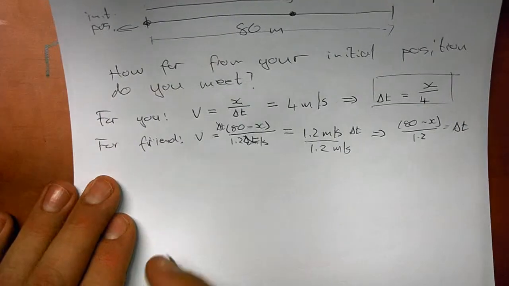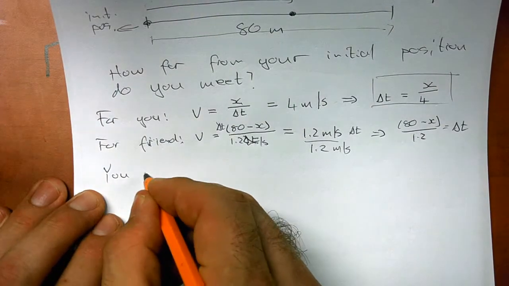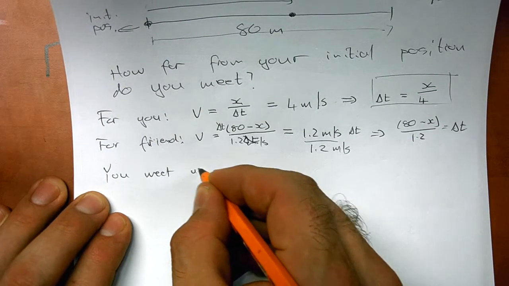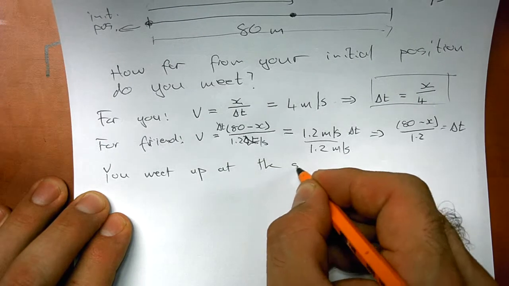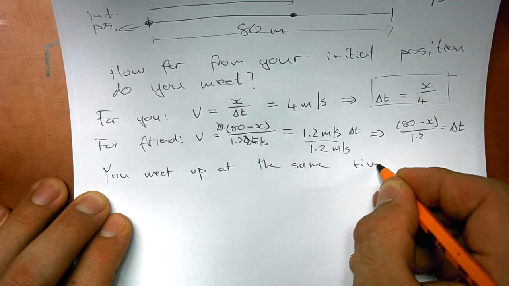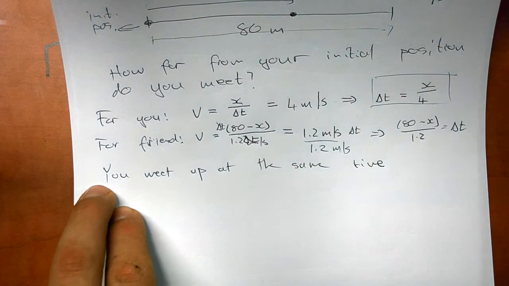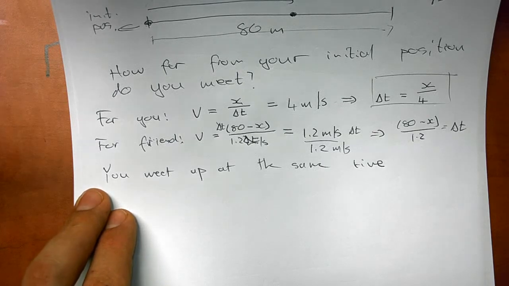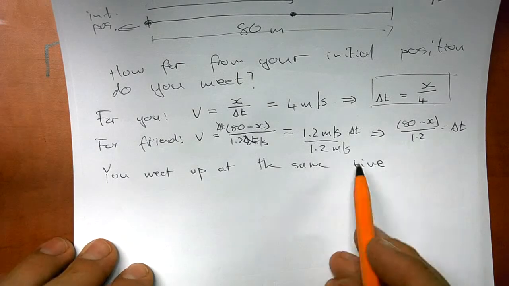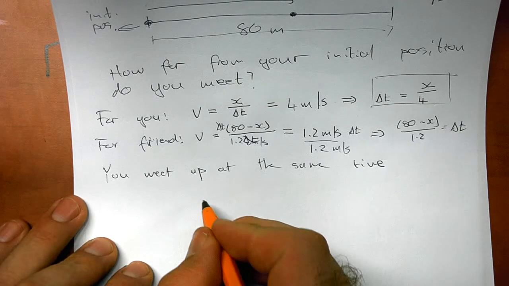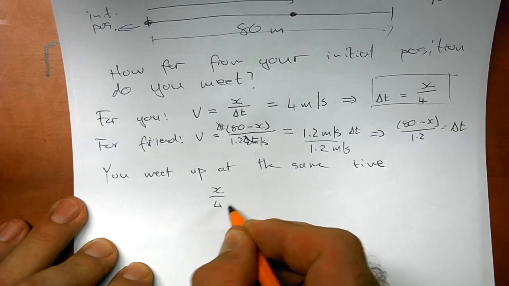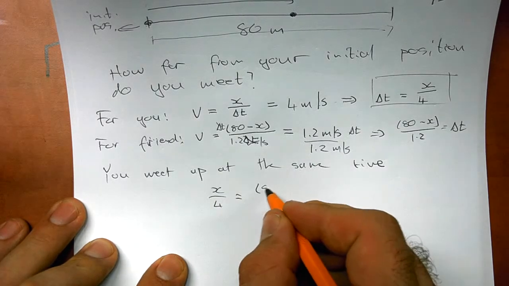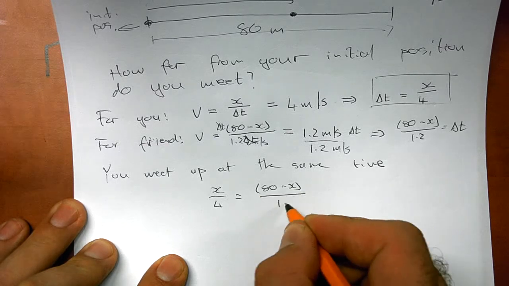But remember, you meet up at the same instant. I mean, it's impossible to meet your friend if your friend is not there. So however long it takes you from when you see each other, your friend takes delta t amount of seconds, you take delta t amount of seconds. After that, you're both at the same spot. So we can put these two things equal to one another. So we can end up with an equation that says x over 4 is equal to 80 minus x divided by 1.2.